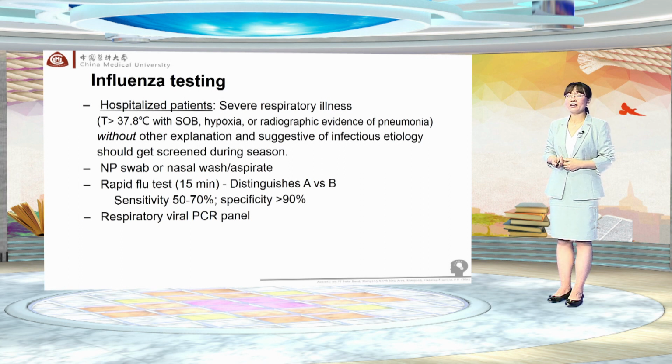Hospitalized patients with severe respiratory illness without other explanation and suggestive of infectious etiology should be screened for influenza during the season. A nasopharyngeal swab or nasal wash or aspirate can be collected. The rapid flu test only needs 15 minutes and can distinguish A versus B type. Furthermore, a respiratory virus PCR panel can detect more viruses.